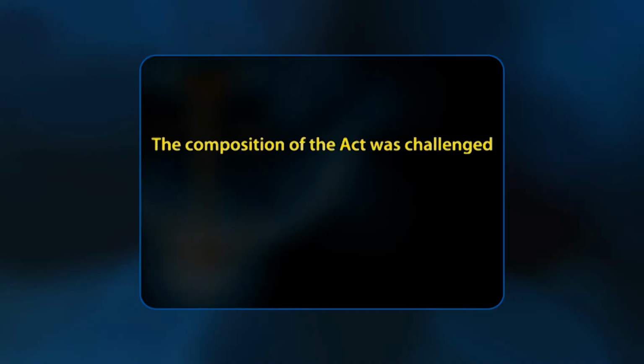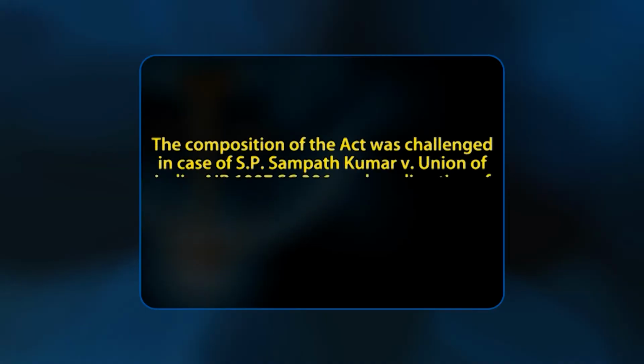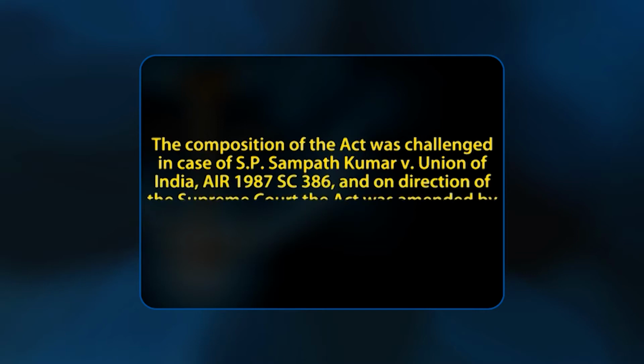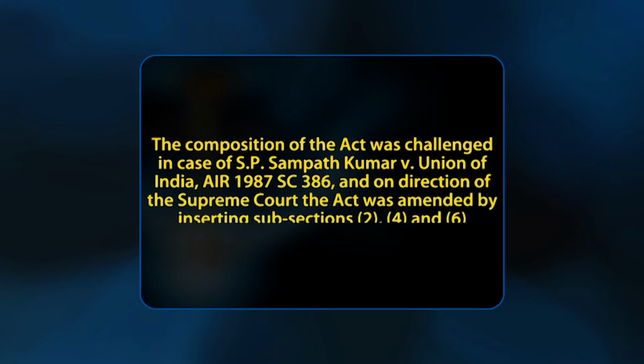There shall be a chairman, vice chairman, judicial and administrative members as the central government may deem fit for the Central Administrative Tribunal and, for the State Administrative Tribunal, the state government respectively. The composition under the Act was challenged in the case of S.P. Sampath Kumar versus Union of India, and on the direction of the Supreme Court, the Act was amended by inserting subsections 2, 4 and 6.